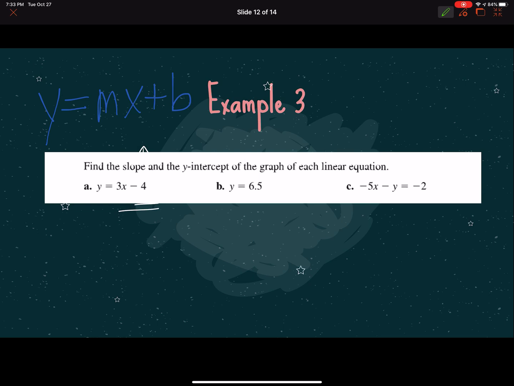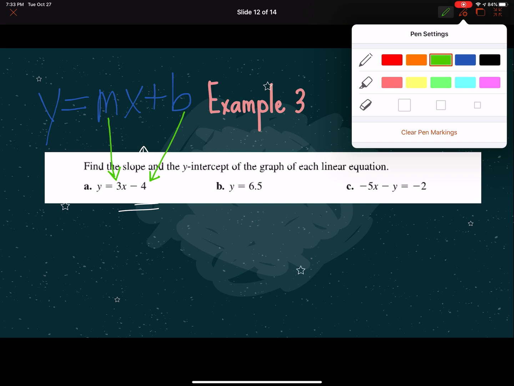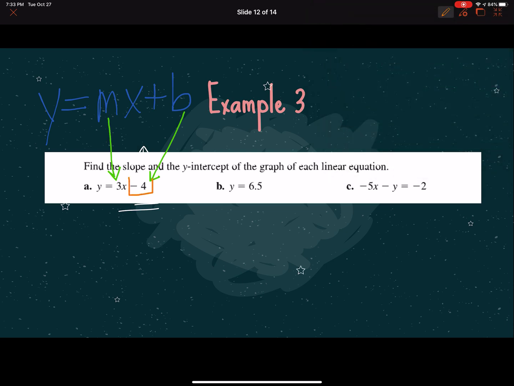So if I want to look for each of these parts, I can see this first equation in A is set up exactly as slope-intercept form. If I need to know what the slope is and the y-intercept, I can basically look at the parts of the equation. So I'm going to use my m and my b to identify which one is which. My slope is 3. My y-intercept is -4 because there's subtraction going on in the equation.